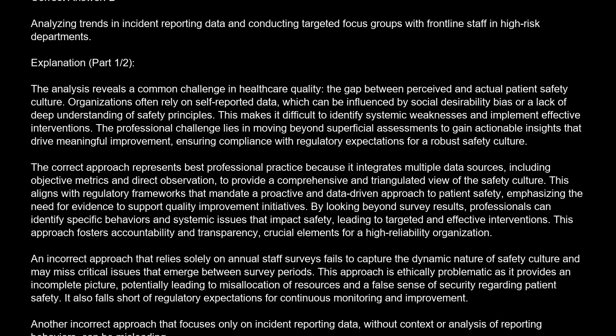An incorrect approach that relies solely on annual staff surveys fails to capture the dynamic nature of safety culture and may miss critical issues that emerge between survey periods. This approach is ethically problematic as it provides an incomplete picture, potentially leading to misallocation of resources and a false sense of security regarding patient safety. It also falls short of regulatory expectations for continuous monitoring and improvement.